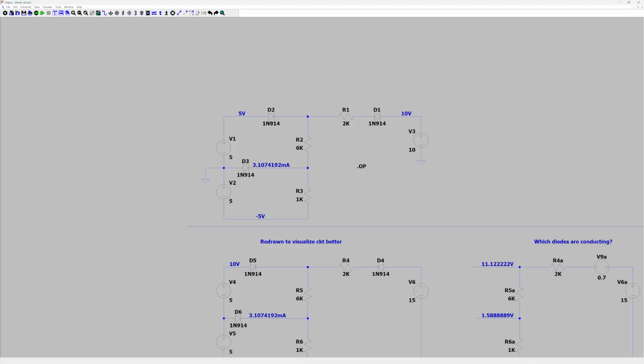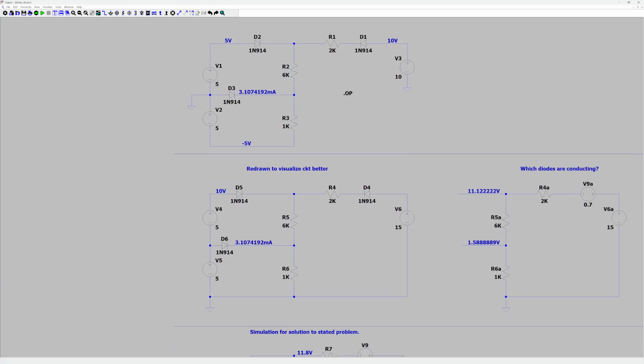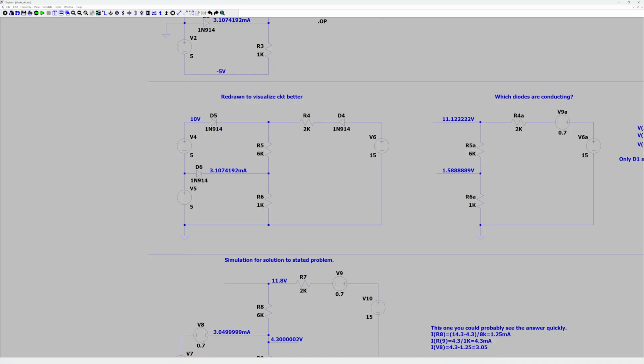So, but how do you approach this? Well, if I can, I like to redraw things where it helps me visualize what's going on better. So I moved ground to here, so I translated everything up by 5 volts. So I get 5 volts here, 10 volts there, and 15 volts here. Just makes it easier for me to visualize things.